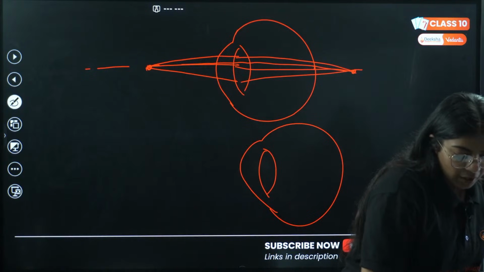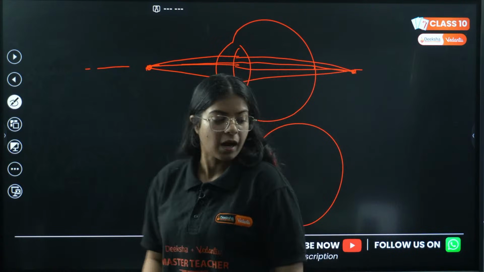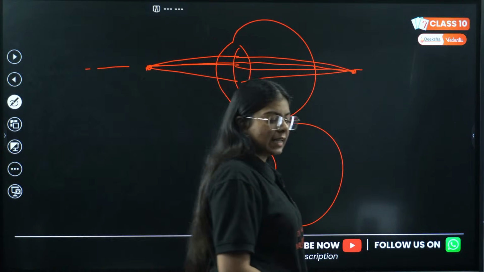Okay. What kind of lens do we use to correct hypermetropia? Concave lens or convex lens?